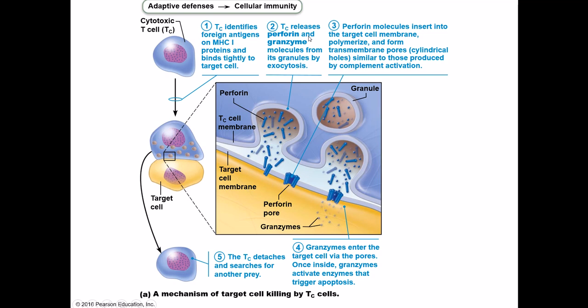Does that kind of sound like perforate? Because that's exactly what they do. The perforin molecules basically create a hole. They puncture the target cell, and then these granzymes are enzymes that will essentially trigger apoptosis and start destroying the cell from the inside. And then once it has induced apoptosis in the target cell, the T cell will detach and go and look for another infected cell to kill.